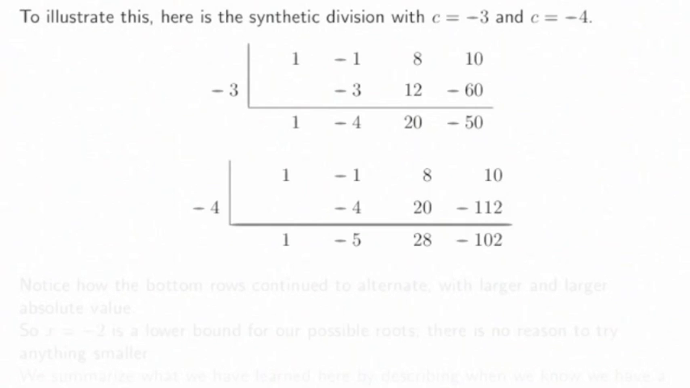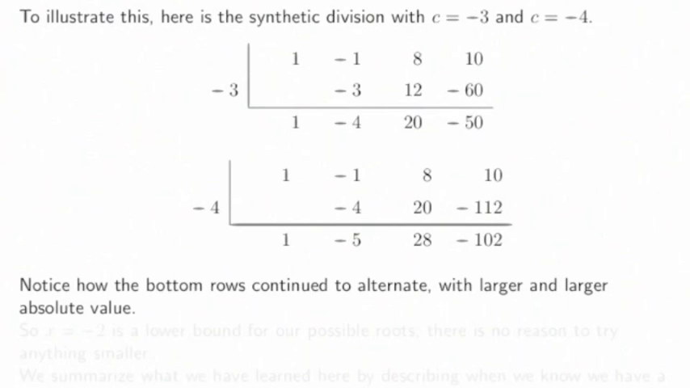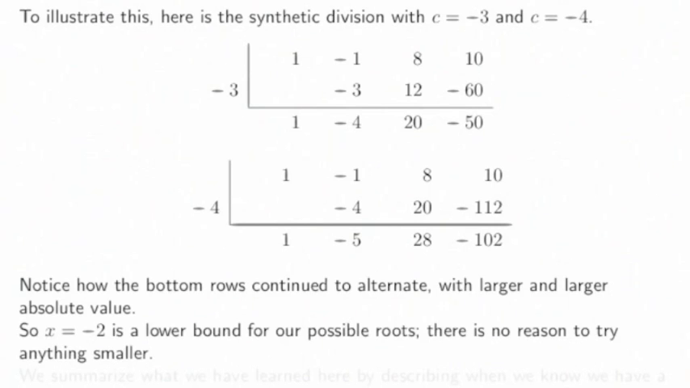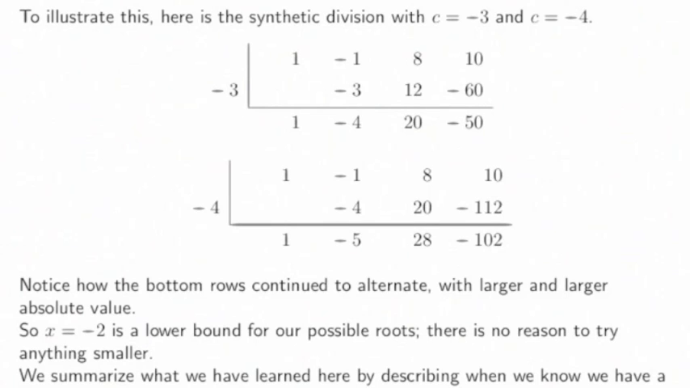Or 1, minus 5, 28, minus 102. As the numbers get more negative, the bottom row gets larger in absolute value, alternating between positive and negative numbers. So x equals minus 2 is a lower bound for our possible roots. There's no reason to try anything smaller. Let's summarize what we've learned here.